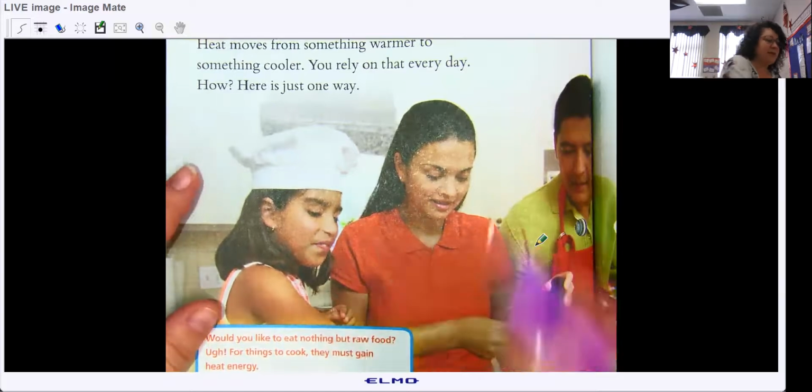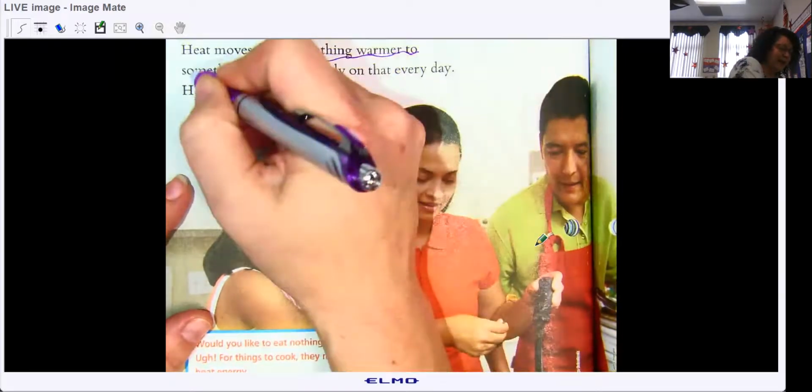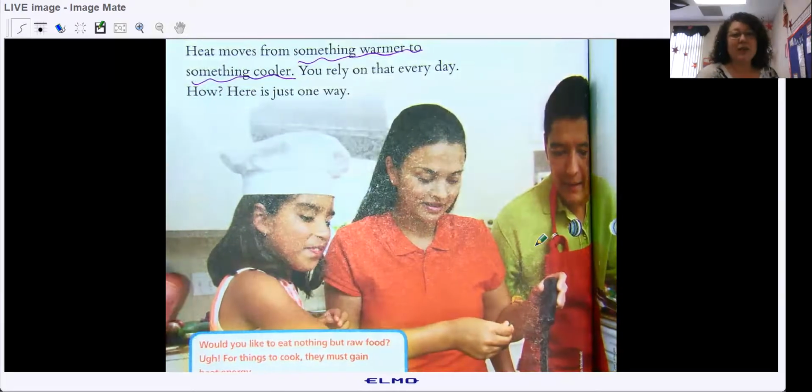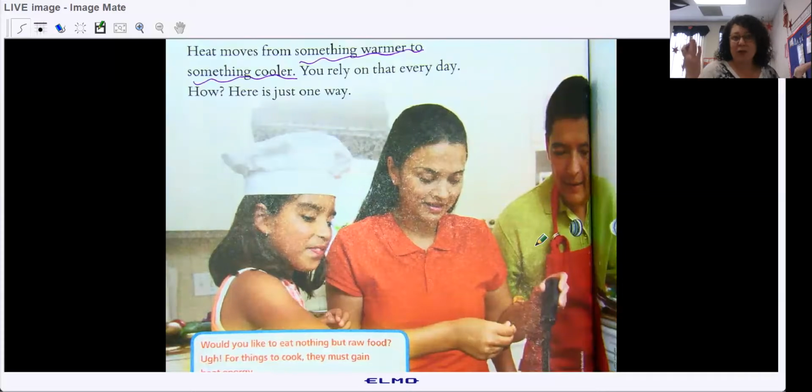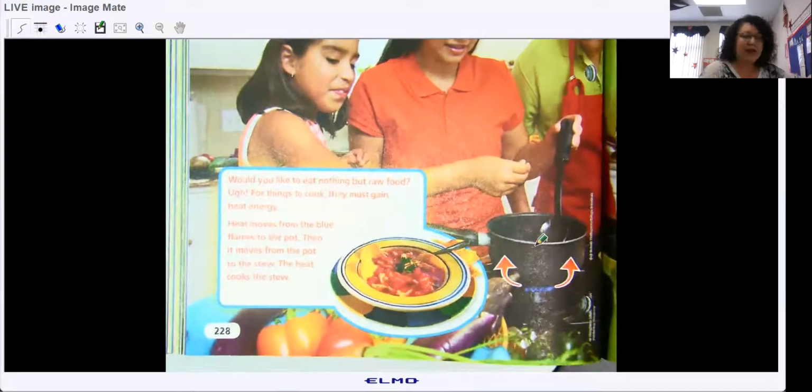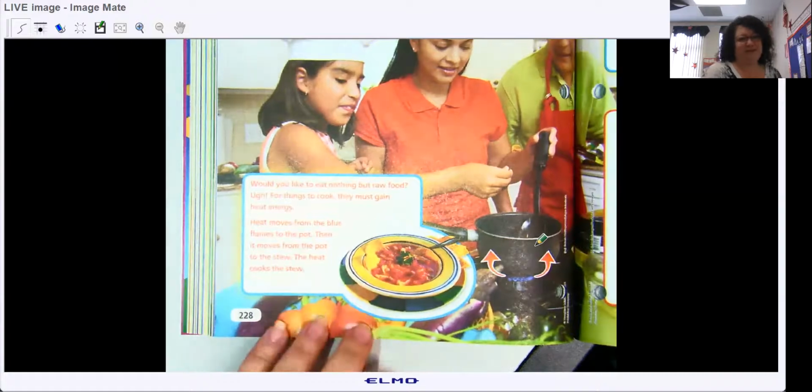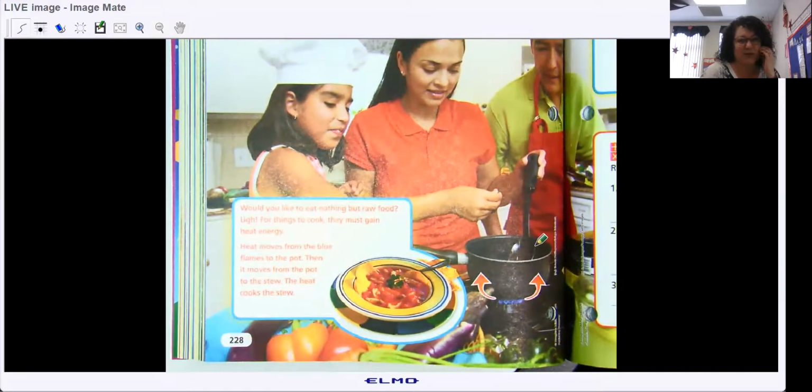Heat moves from something warmer, here we go again, to something cooler. You rely on that every day. How? Here's just one way. Would you like to eat nothing but raw food? No, I don't like sushi. Ugh. For things to cook, they must gain heat energy.